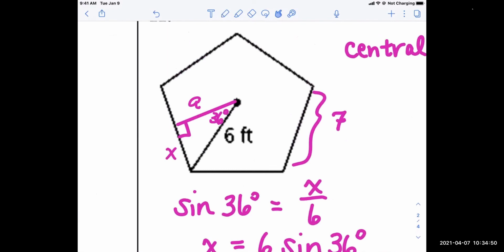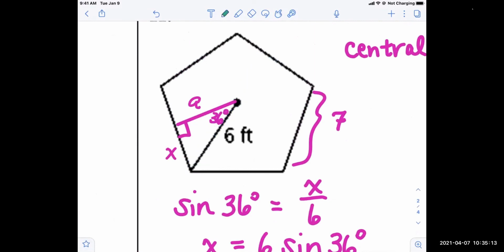Divide 360 by 5, get 72, cut that in half, and this angle is 36. We don't have the apothem or the side length there. Just realize that if you draw an apothem here, it's not going to be straight, right?